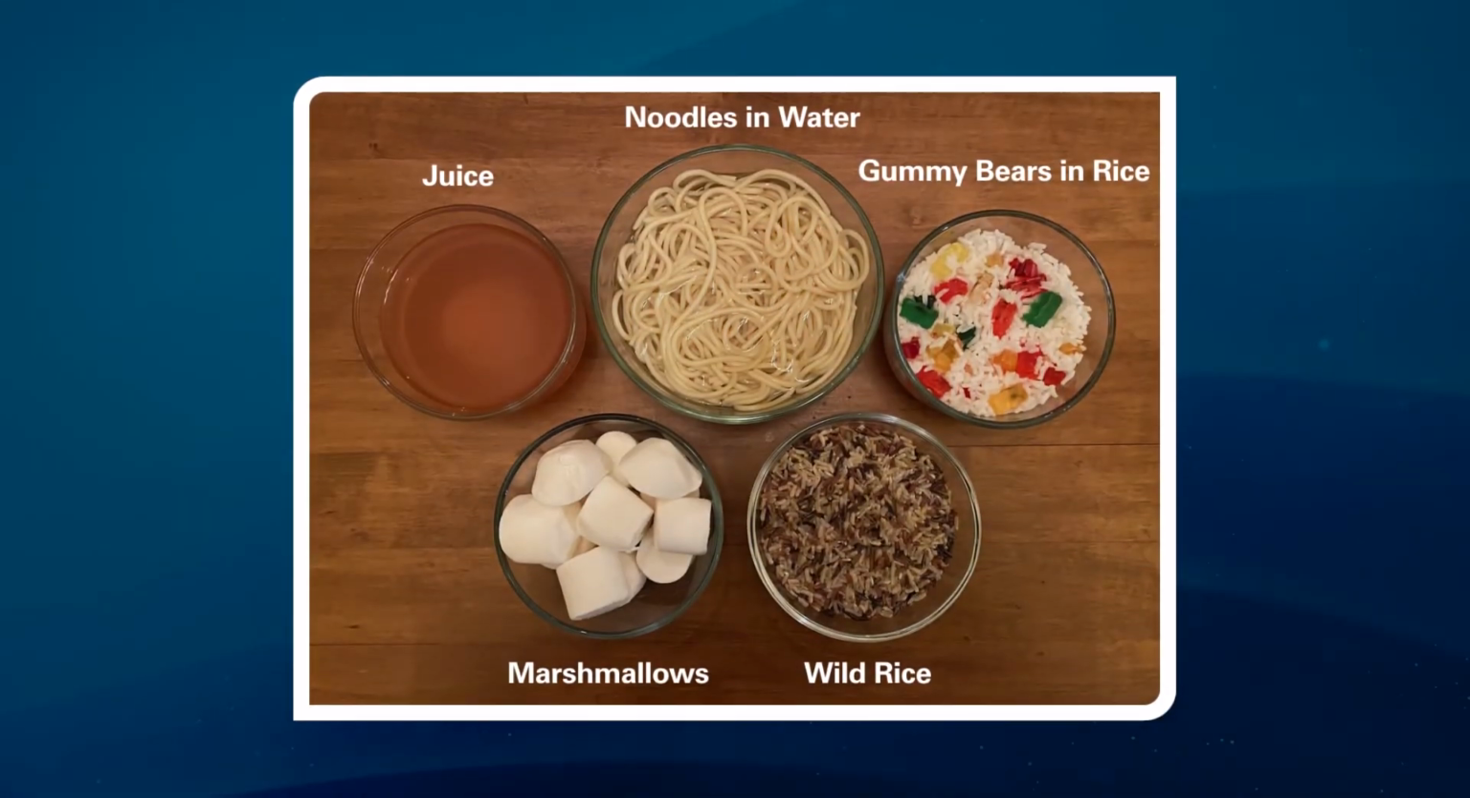Moving on to the mourning dove. Remember I shared that mourning doves eat mostly seeds. Which food best represents seeds? You're right. Wild rice looks very similar to seeds.